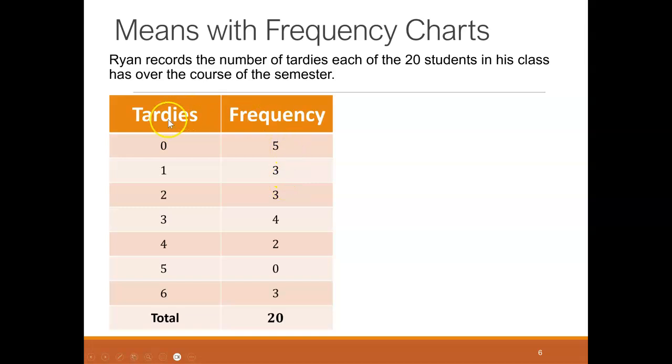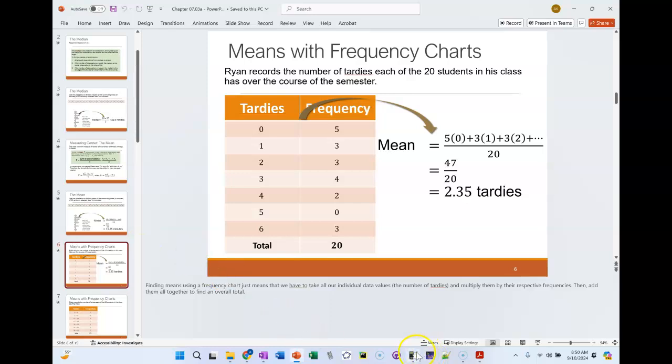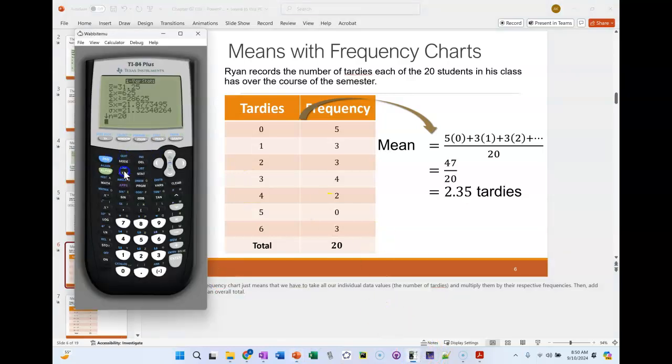Let's take a look at a chart. We're given a chart and a frequency table. Let's do this one. Let's say we want to find the mean and the median for this. So I'm going to press stat, edit. Into L1, I'm going to type the number of tardies: 0, 1, 2, 3, 4, 5, and 6. And into L2, I'm going to type the frequencies.